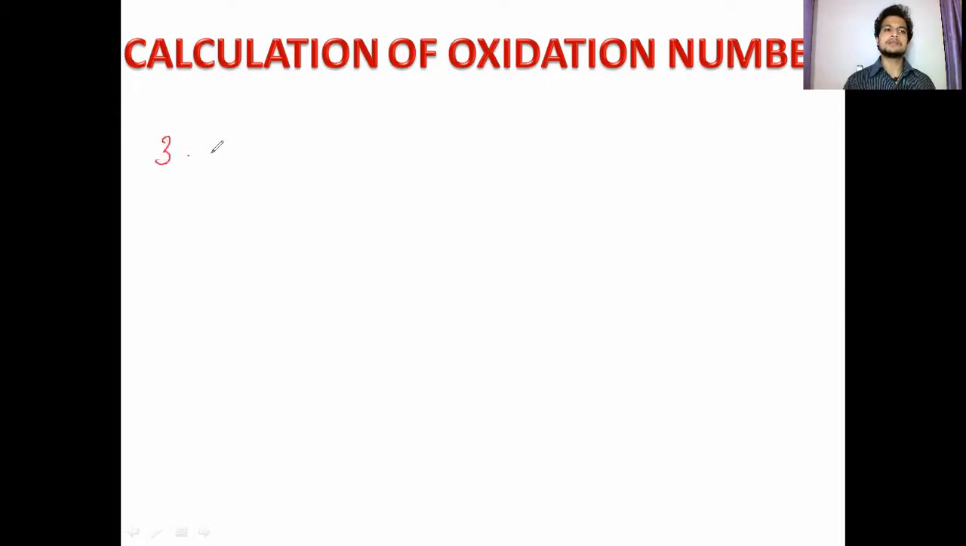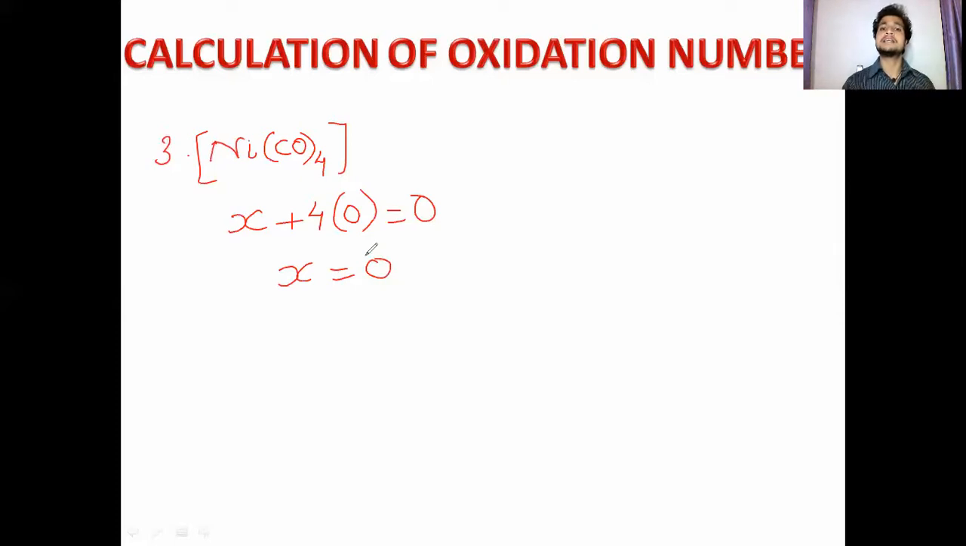Let me take some more examples just to help you, like Ni(CO)4. We call it nickel tetracarbonyl or tetracarbonyl nickel complex. This is a neutral complex. I don't know the oxidation number of nickel, so X plus 4 carbon monoxide, 0 each. It's not cobalt, it's carbon monoxide. So CO is 0, a neutral molecule. This equals the total charge on the coordination sphere, which is 0, it's neutral. So X is 0. What does that mean? That means nickel is present as nickel metal. It is in the ground state, not present in an ionic state.